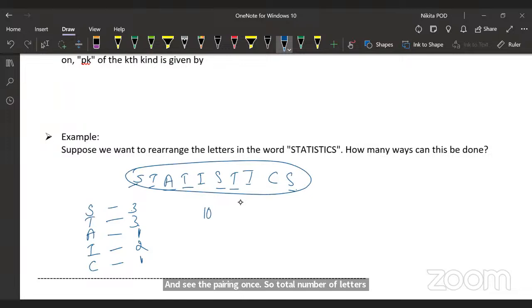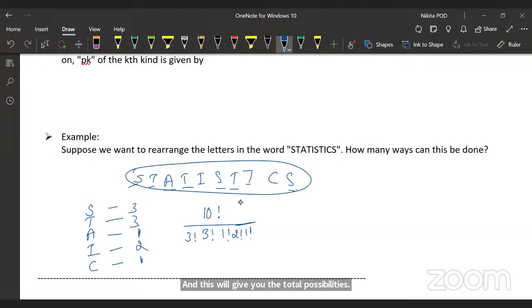So if I have to rearrange the letters in the word statistics, it will be 10 factorial, and we divide by everything that is repeating. So in this case, it would be 3 factorial times 3 factorial times 1 factorial times 2 factorial times 1 factorial. And this will give you the total possibilities.